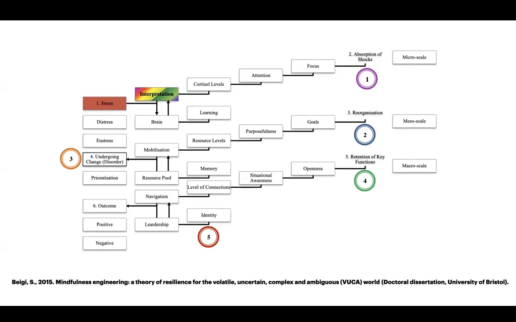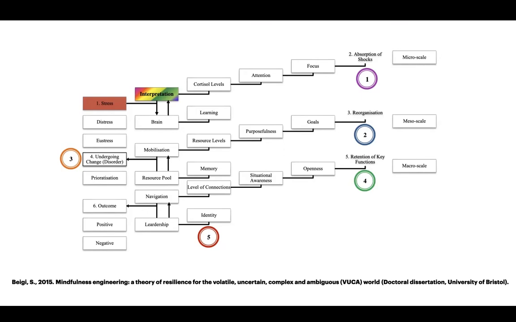qualitatively different. That is, if the brain views stress as something of a threatening nature, the subsequent response could be maladaptive resiliency. It increases the cortisol levels, and then it taxes attention, it taxes focus, and after that, the process of absorption of shocks, which happens at micro scale, compensates.